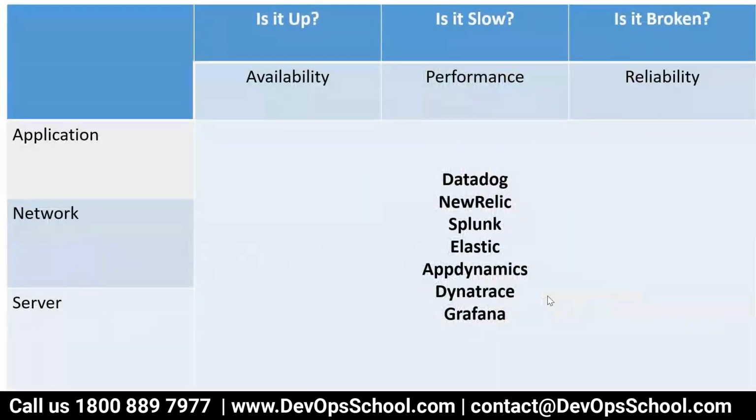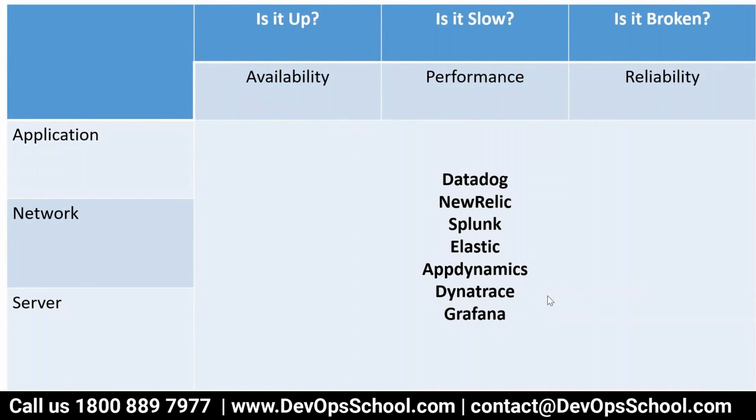So now the question is, okay, fine, I understood what observability is, but which tool will help me with that? Do we have any tool where we can set up application availability, is it up or not, network availability, server availability? Do you have any applications where we can check application performance, network performance, server performance, or application reliability, network reliability, server reliability? Yes, we have so many software in the market. This is only a small list.